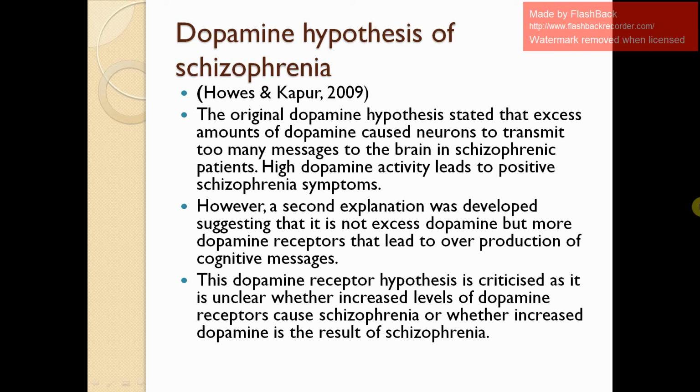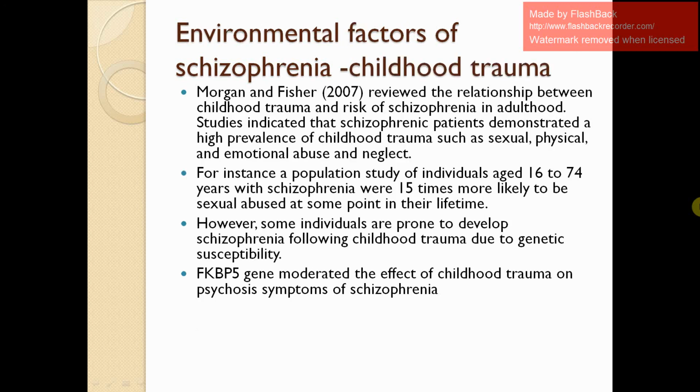However, a second explanation was developed, suggesting that it is not excess dopamine, but more dopamine receptors that lead to overproduction of cognitive messages. The dopamine receptor hypothesis is criticized as it is unclear whether increased levels of dopamine receptors cause schizophrenia or whether increased dopamine is the result of schizophrenia.